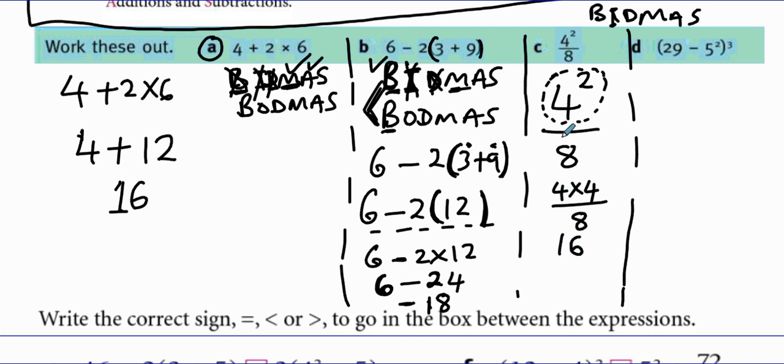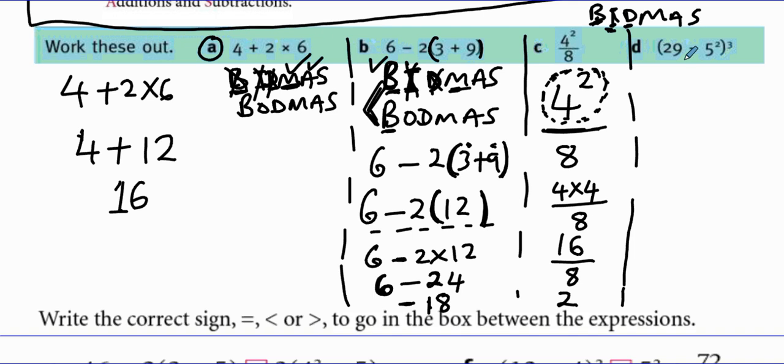So you have to work out the power first before you think of dividing, because BIDMAS suggests brackets. We don't have brackets. I, powers. We have powers. So work out the power. After working out the power, then do division. We have a division? Yes. 4 times 4 is 16. 16 divided by 8. And what is 16 divided by 8? The answer is 2.